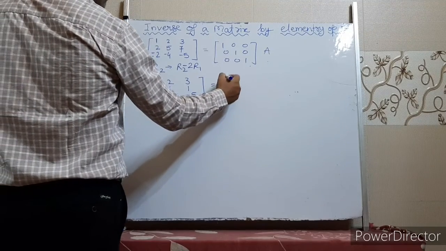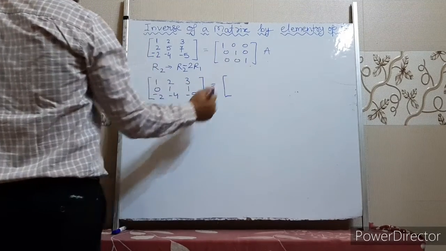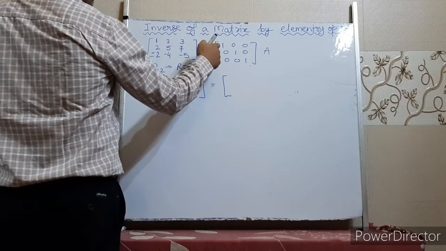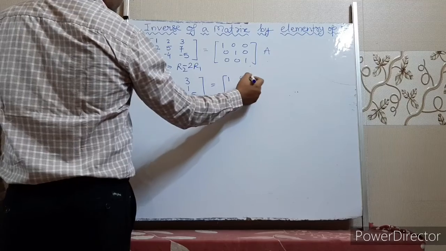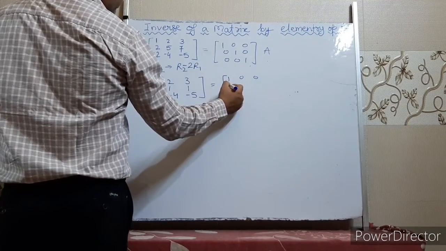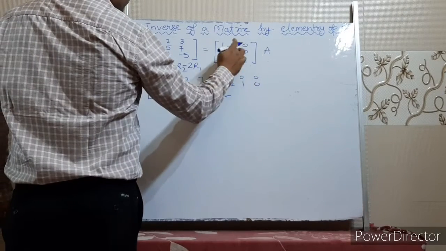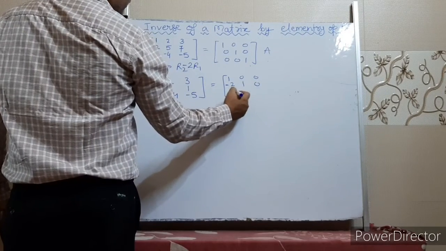Okay, children, now let's see what happened here. We are multiplying it by 2. It will become 2. 0 minus 2 will be minus 2. The first row will remain the same, and the rest will remain the same, because 2 multiplied by 0 will be 0.